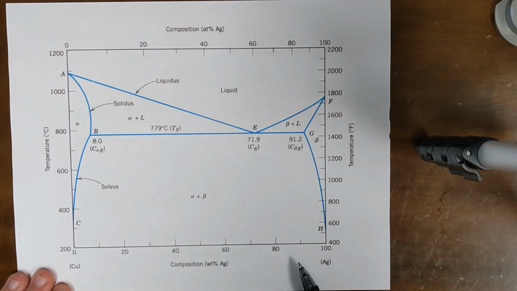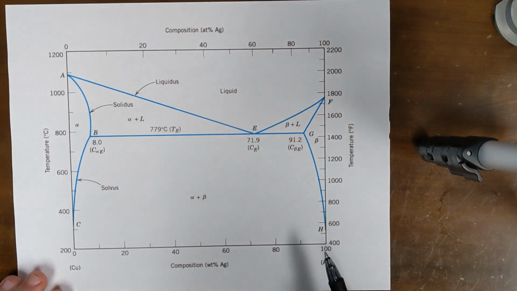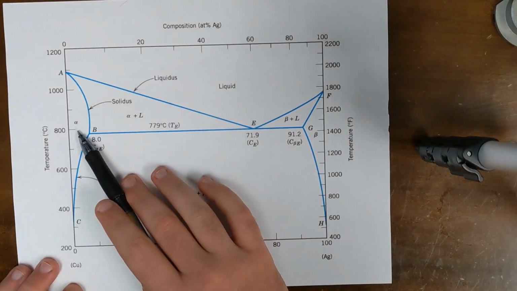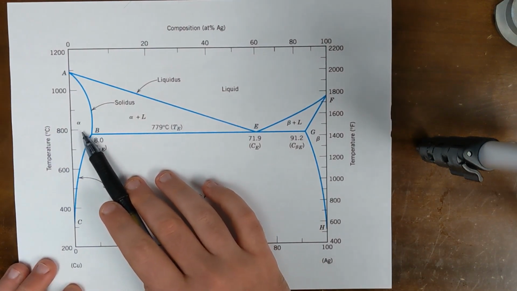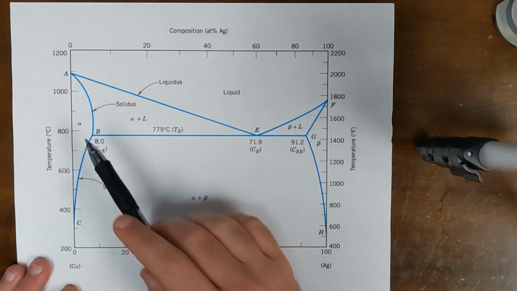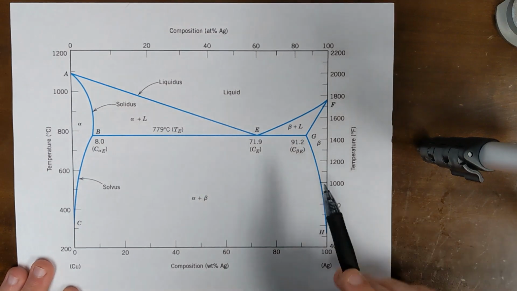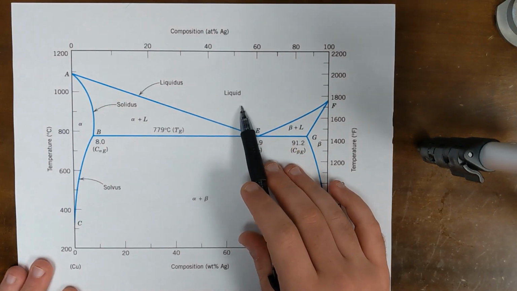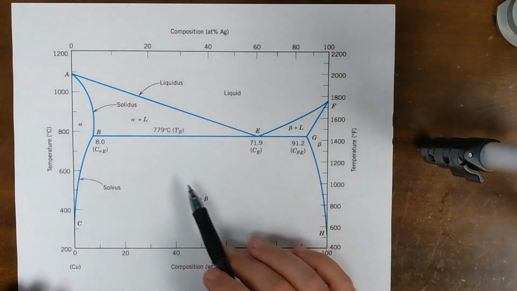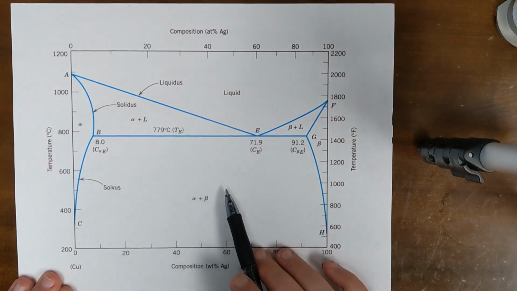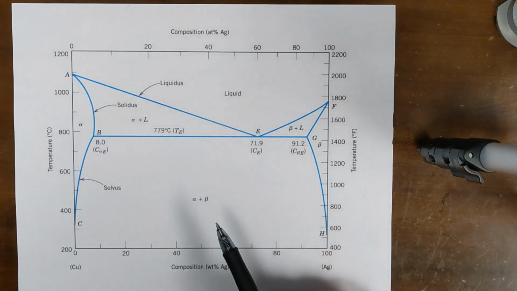So we have pure copper on the left, pure silver on the right, and a linear increase from left to right. We have our alpha phase on the left side here. This is a single phase of copper with a small amount of silver. We have our beta phase, which is silver with a small amount of copper. And then we have our pure liquid single phase. And everywhere else, here, here, and here, we have two phase regions.